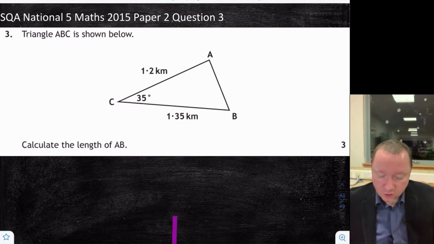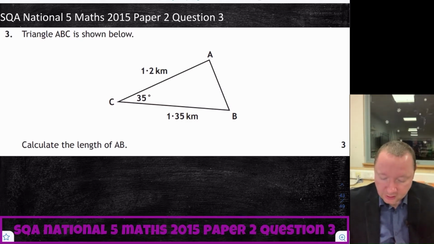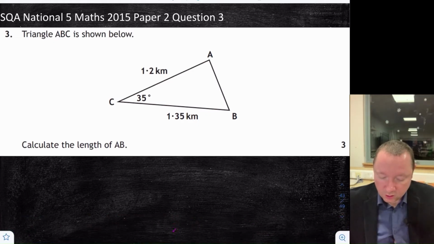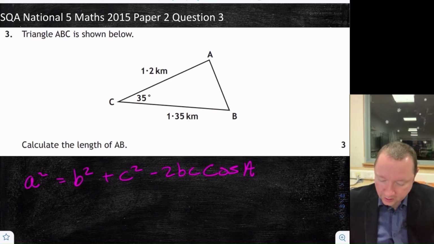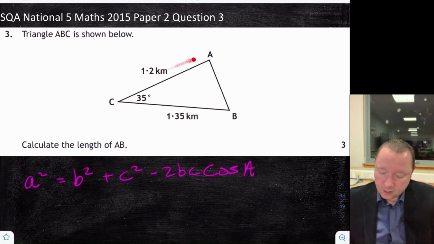National 5 Maths 2015 paper 2 question 3 says triangle ABC is shown, calculate the length of AB, so I have to calculate this length here. Remember, the cosine rule at the start of the exam paper says a squared equals b squared plus c squared minus 2bc cos A. But that is when A is the angle in the opposite side. All you need to remember is the 2 sides go across the angle. That's your 2 sides, your b and your c, and that's your angle.